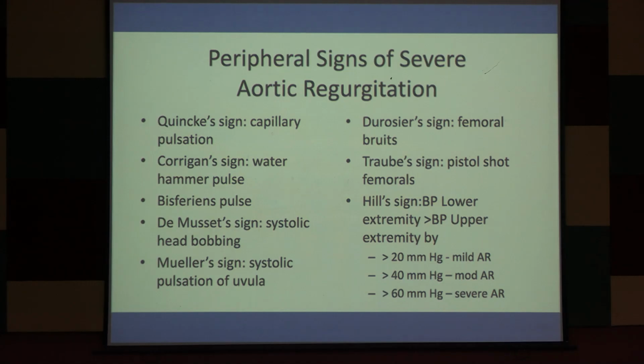And then the Traube sign, it is the booming sound at the femoral artery, also known as pistol shot sound. And then the Hill sign, that means lower extremity BP is higher than the upper extremity BP. If more than 20 millimeter, mild AR, more than 40 millimeter, moderate AR, and more than 60 millimeter, it is the severe AR.